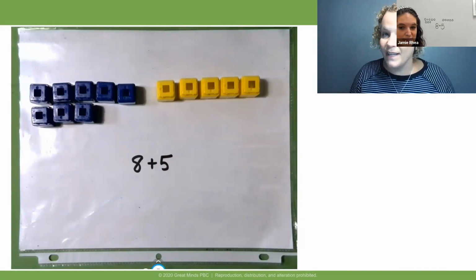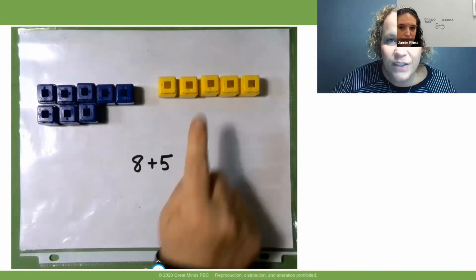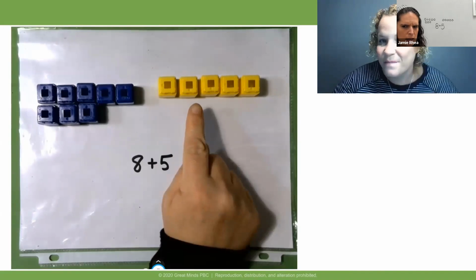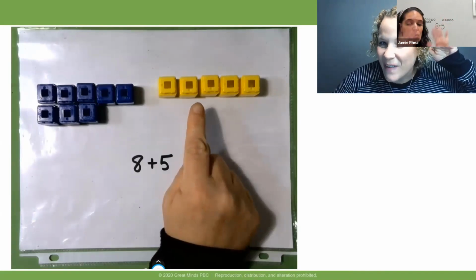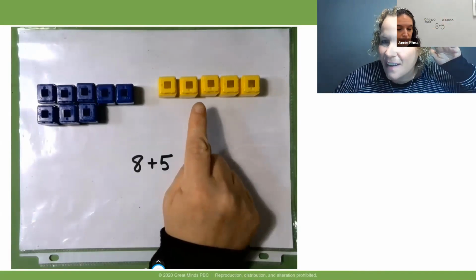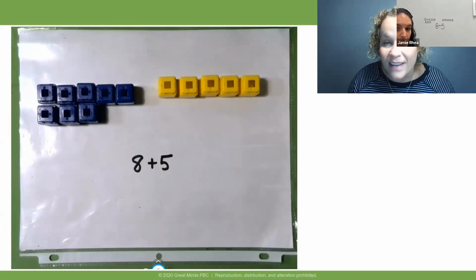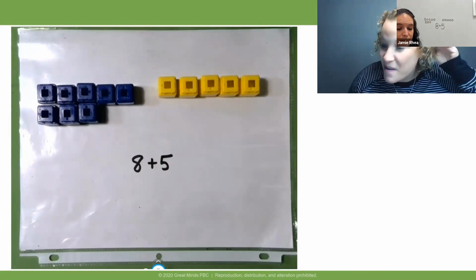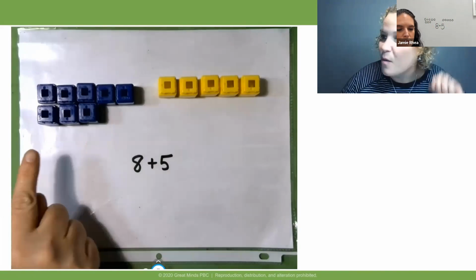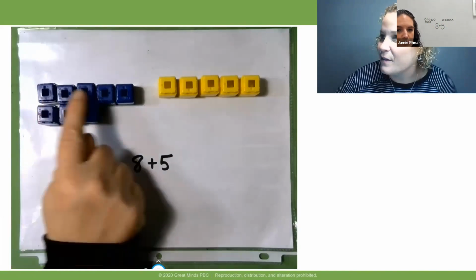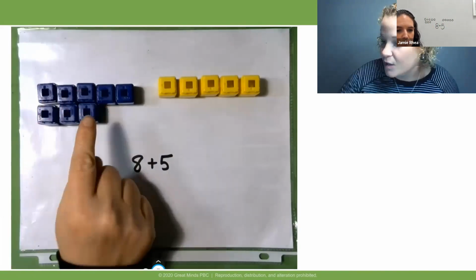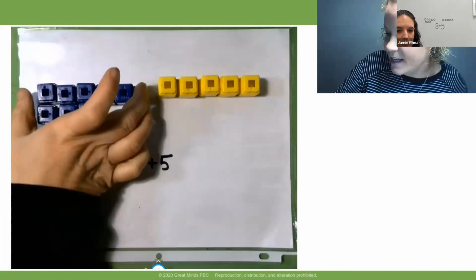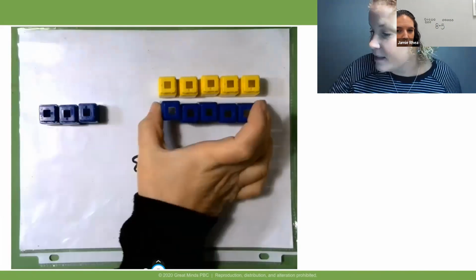Let's first make 10 using 5. How much does 5 need to make 10? How many do I need? It needs 5 more. Where can we get 5 more cubes? I'm going to get it from my 8. From the 8 cubes. Well, I can see 8 is made of 5 and 3. So I'm going to take these 5 all at once to make 10.